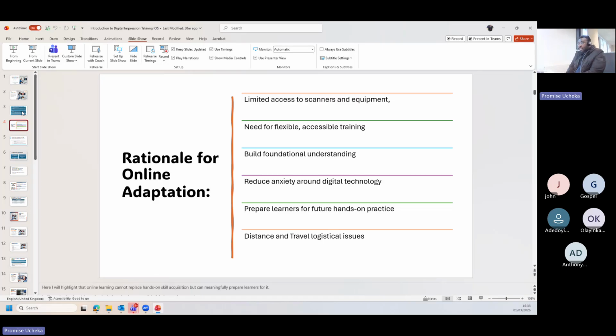accessibility of this training, and we are going to use this training now to build foundational understanding of intraoral scanning or digital impression taking. We will also use it to reduce some kind of anxiety around digital technologies. Some of you may not be very familiar with digital technologies, and you might be a bit unsure about switching over to digital impression in your clinic. So we'll use this to damp it down a little bit and see how we can go from there.